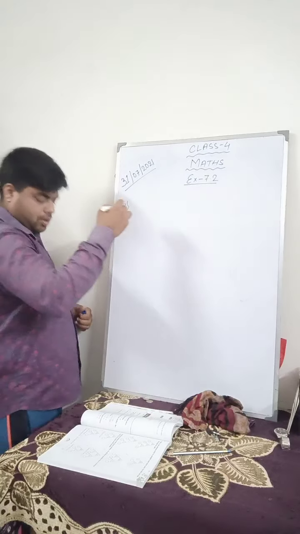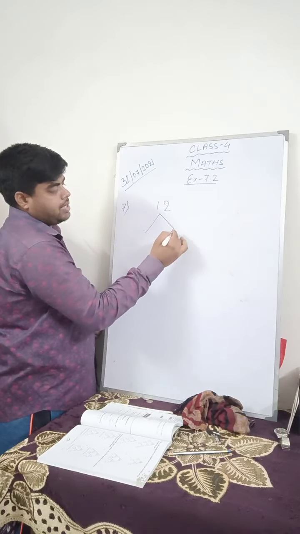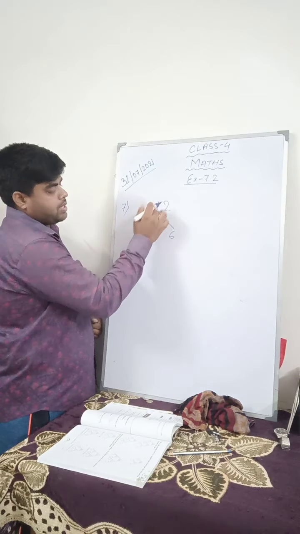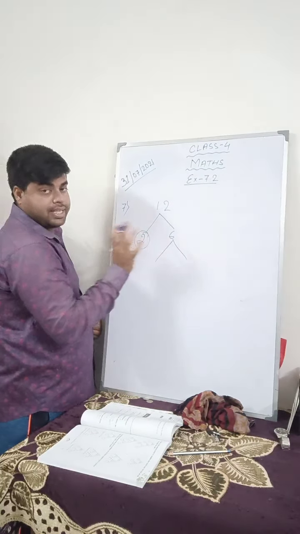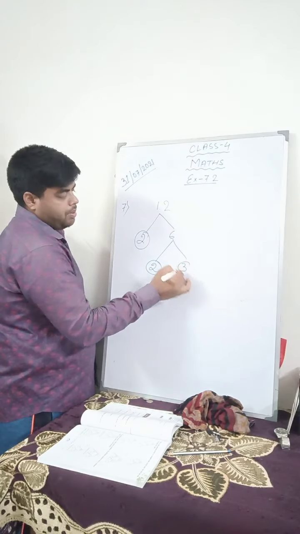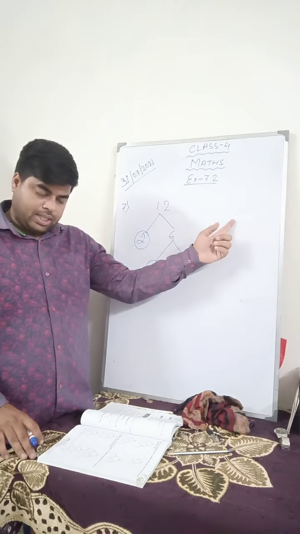So let us write. One is suppose 12. They have already broken it. One side is 6, another they have given blank. So 2 into 6. So this is a prime number. You divide 6, 6 is not a prime number. So 2 into 3, both are prime numbers. So like this, you have to find the prime numbers of 16 also.